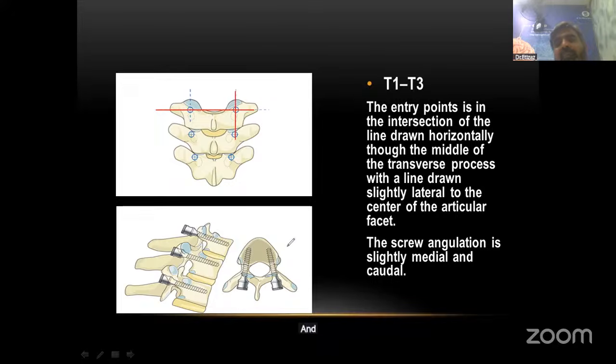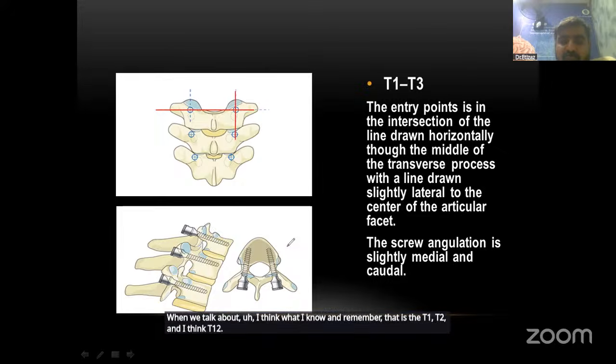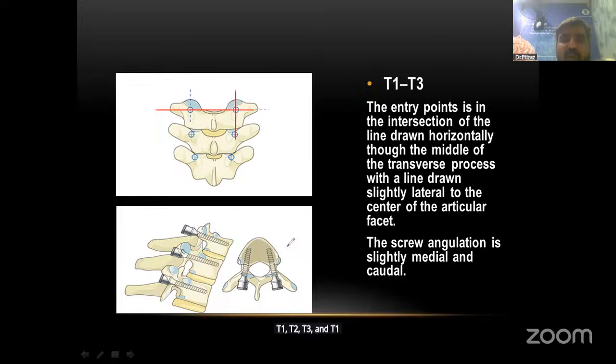And the second rule is written in Greenberg and other books. From what I know and remember, that is T1, T2, T3, and T12. That is the rule of mid TP. What is the mid TP? We have to make a line from here. And this is the transverse process. They are saying that there's a rule of TP.